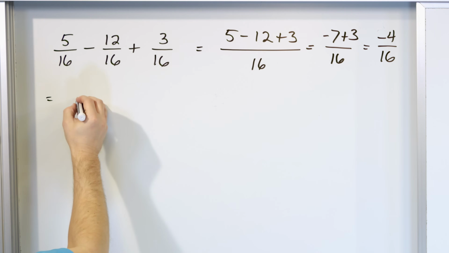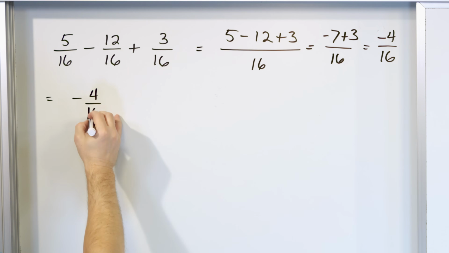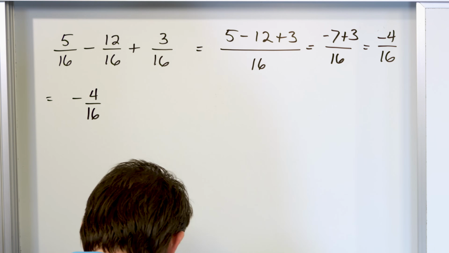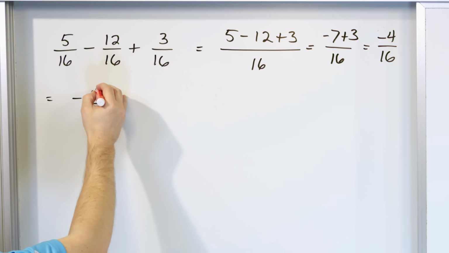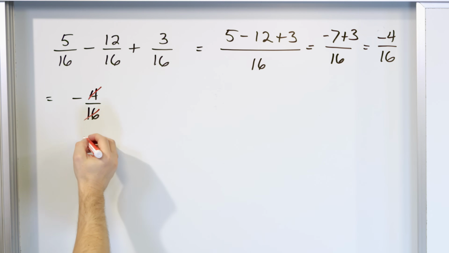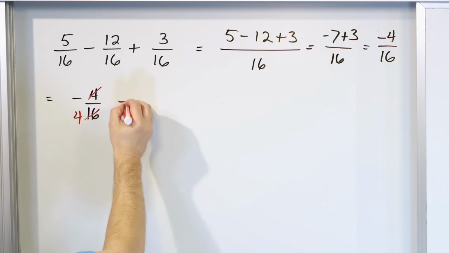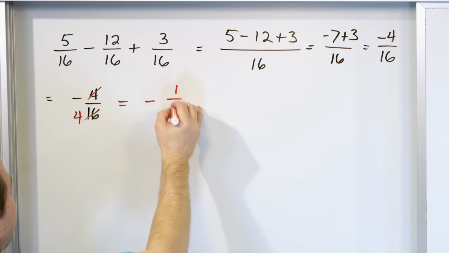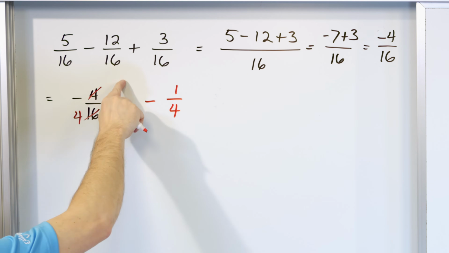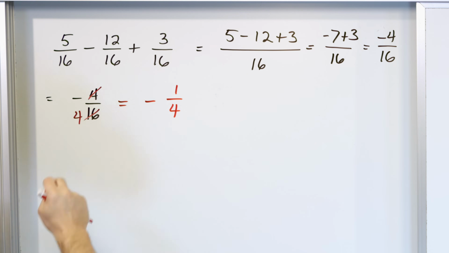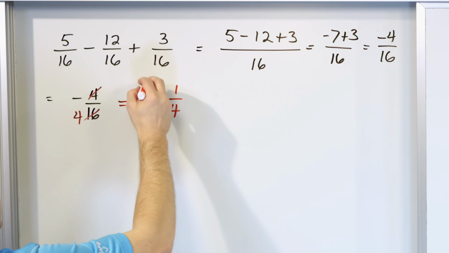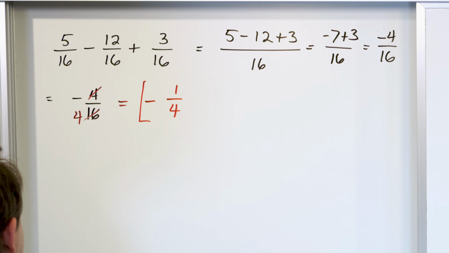Now, negative 4 over 16, I guess you could leave it like that, but we don't like to do that. We like to simplify things. 4 divided by 4 is 1. 16 divided by 4 is 4. So the answer that we really have is negative 1/4. Another way you can think of it is divide the top by 4, divide the bottom by 4. This is what you get. We still have a negative answer there. So this is adding and subtracting some fractions.